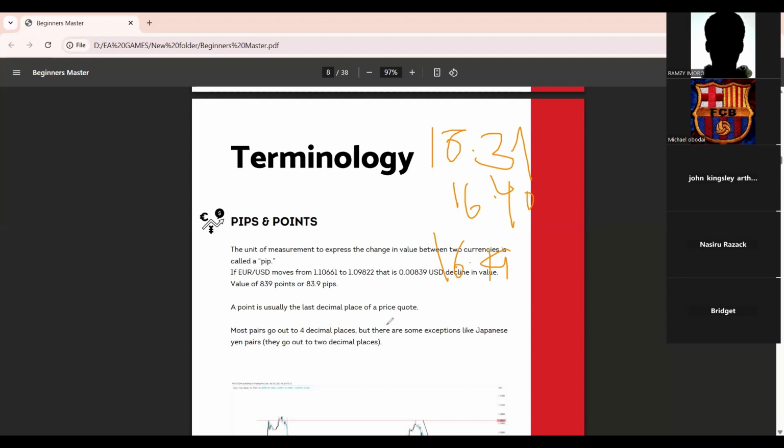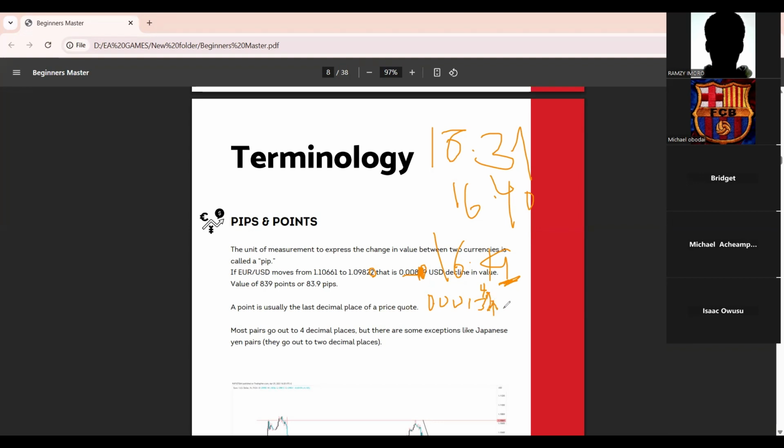So for every pip movement, the last decimal place is counted as a pip. Some currencies have five decimal places, which means their last decimal place is their pip. Some currencies have four decimal places, which means the fourth decimal place number moving is a pip. So if they have 0.0013, and the currency moves up to 1.4, that 4 means there's a change in pip movement.